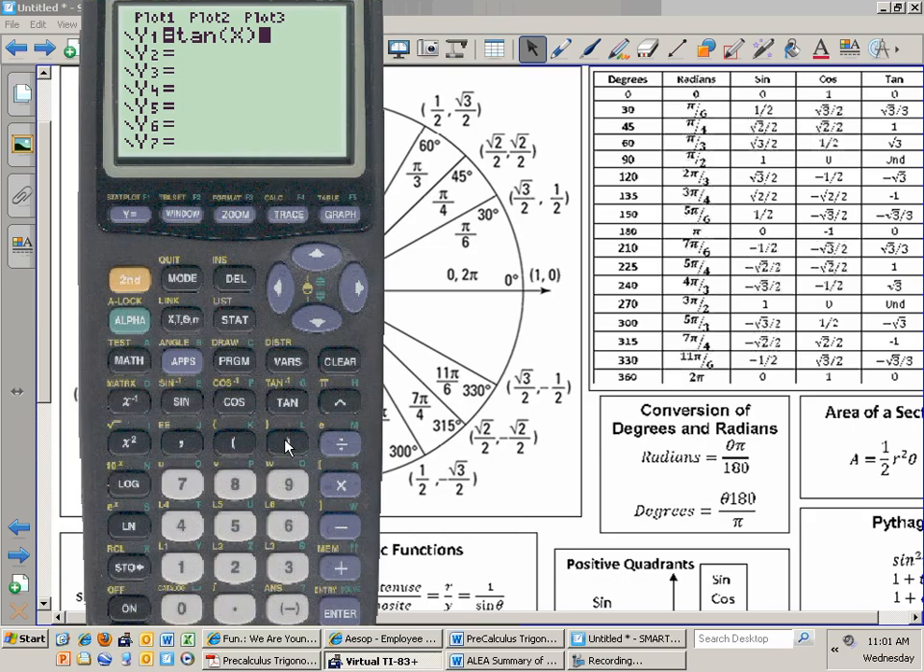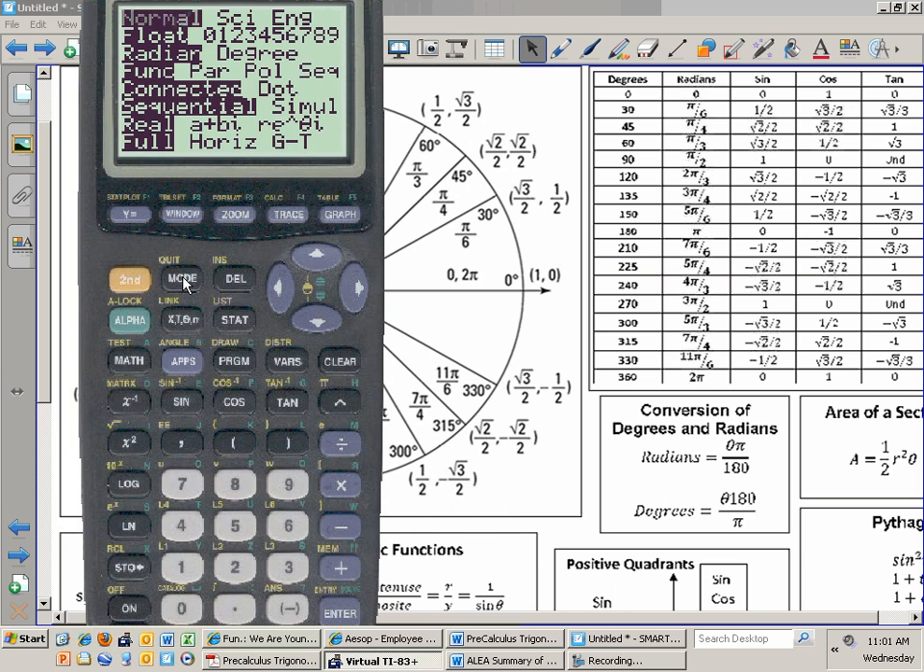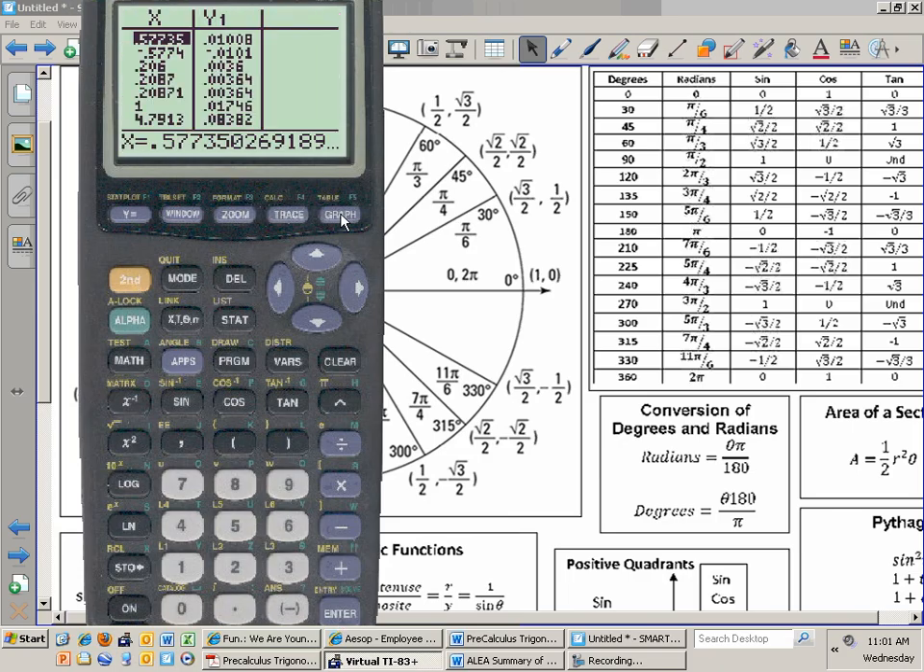And then let's go to our table settings. So second window, that's your table set. Let's make sure that our independent variable is set to ask. So we're going to plug in a bunch of values for tangent. We're going to see what we get. Oh, wait a minute. I'm sorry. If you go back to mode, let's work in degrees. I think we can understand degrees better for this portion. Okay. And now we go to our table.